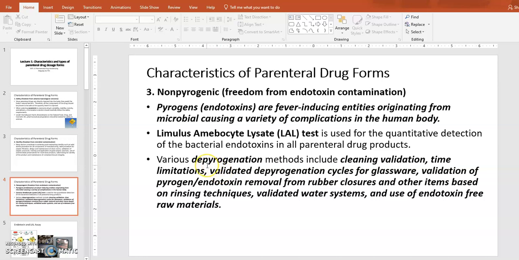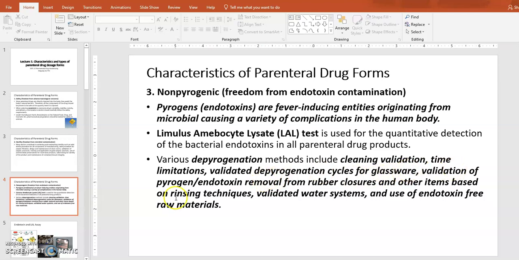So in your manufacturing process, there should be various methods of depyrogenation, meaning ways to remove pyrogens. Depyrogenation methods should be included in your cleaning or manufacturing processes. Cleaning is a big part of depyrogenation, of course. Then there is a time limitation for any open container, and a validated depyrogenation cycle for glassware. Normally it requires a high heat treatment. That is what it is.